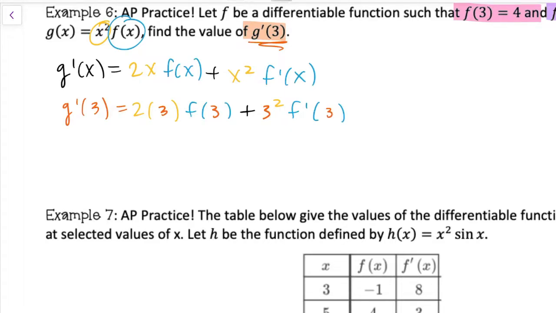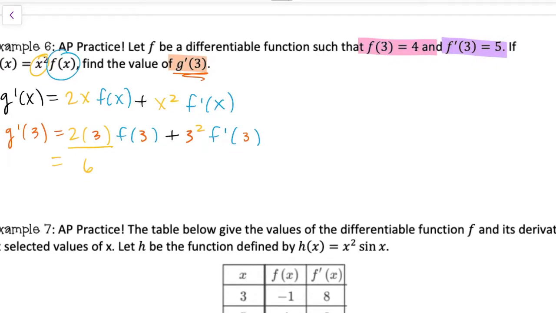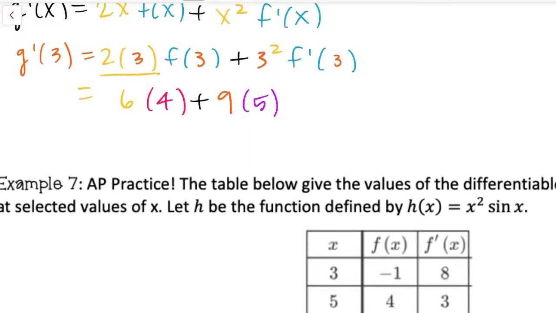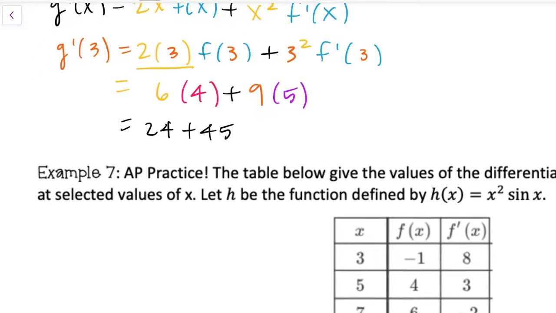So 2 times 3, we've got 6. Times f of 3, well, that was the 4 that they gave us. f of 3 is 4. Cool. Plus 3 squared, we get 9. Times f prime of 3 is 5. And then we simplify. So g prime of 3 is going to be 24 plus 45. So all together, we're going to get 69. g prime of 3 equals 69.